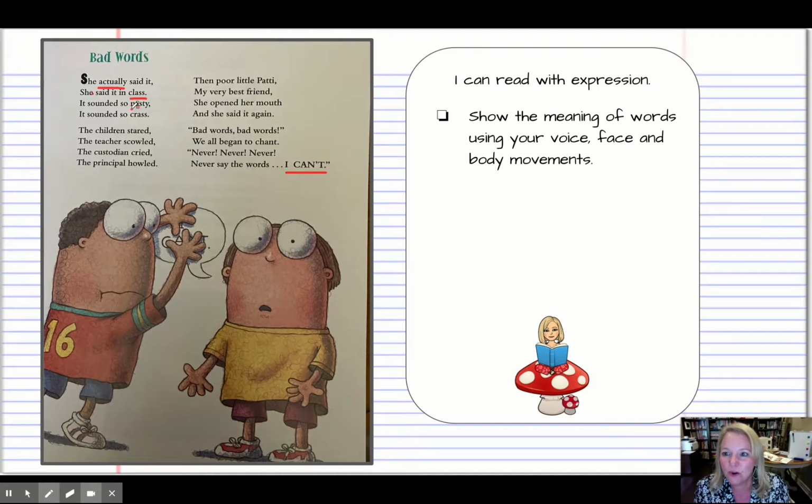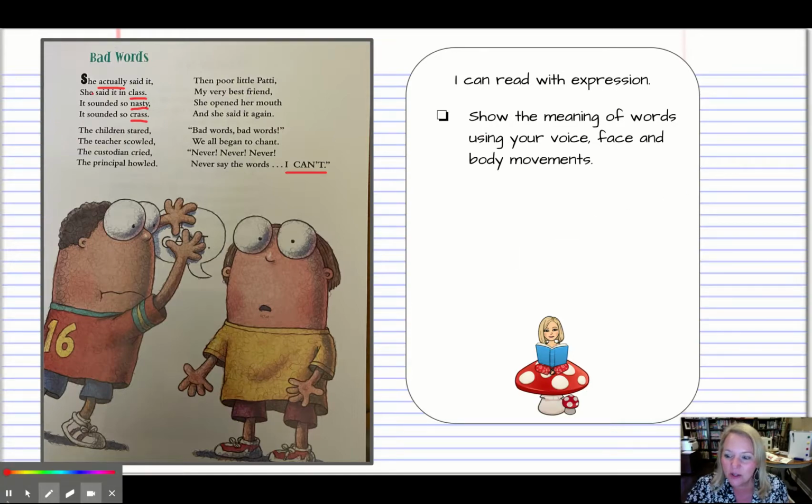Now, we also know the word nasty. Most of us know that that word means something not good. It can even have like a smell to it. So when I read it, I used my nose, my facial expression. It sounded so nasty. And I kind of made my nose look like it smelled. And then it sounded so crass. Crass is a word that means something you shouldn't say in public, something that is just not good manners. All right, do you see how I'm showing the meanings of words using my face and my voice?